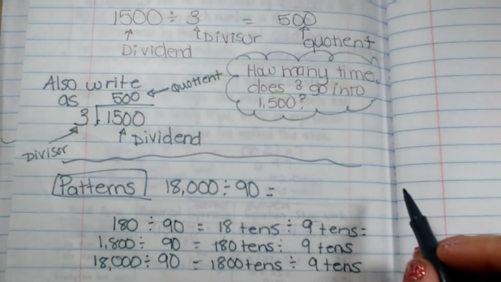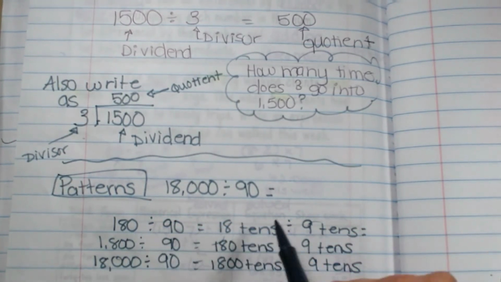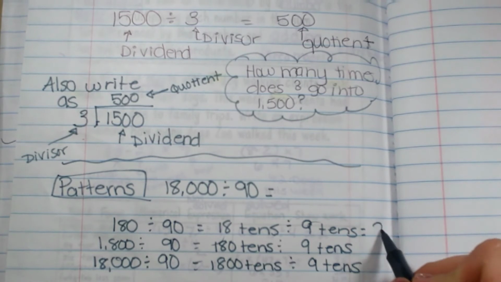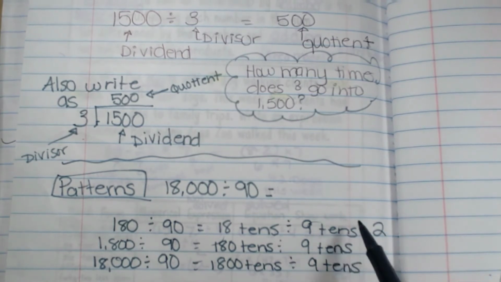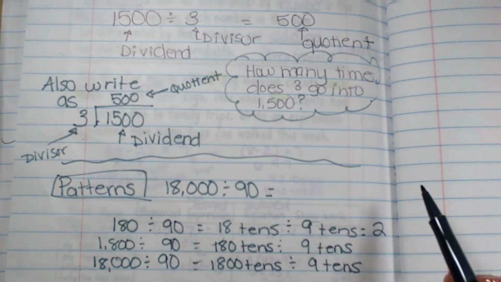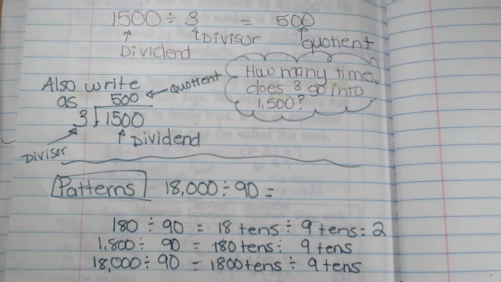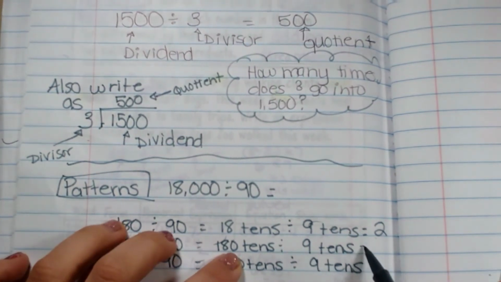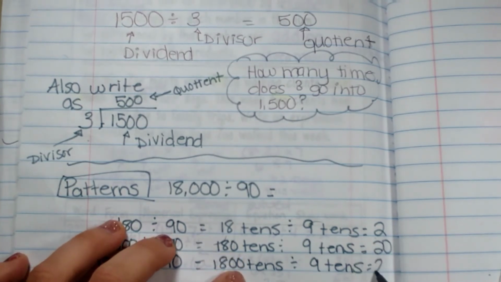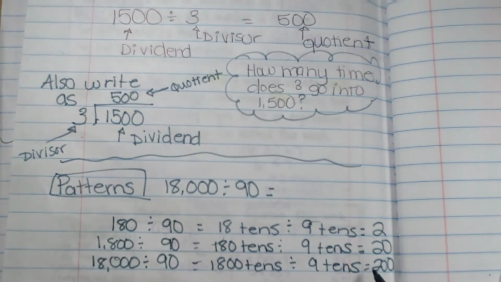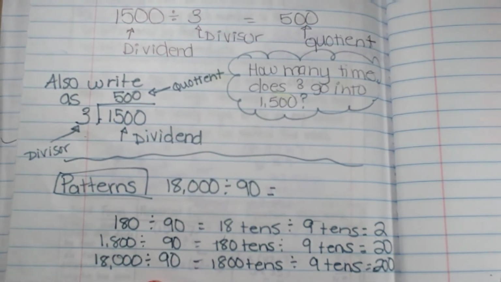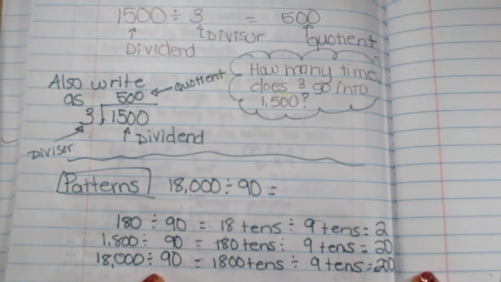So 180 divided by 90 is 18 tens divided by 9 tens. That actually is 2. So the tens cancel each other out, 18 divided by 9, and that would be 2. If I add a 0 here, I'm going to add a 0 here, so that's 20. If I add a 0 here, I'm going to add a 0 here, so that is 200. So that is just one way that you can do it.